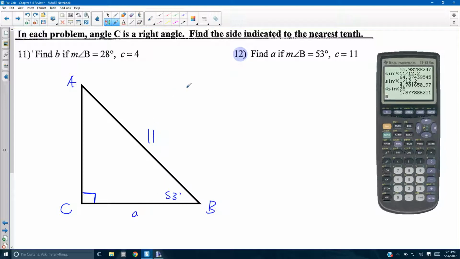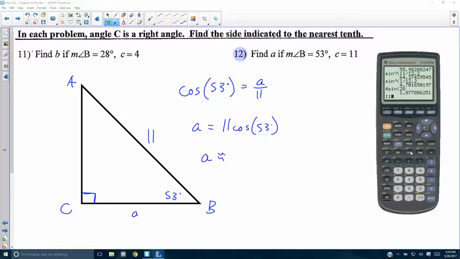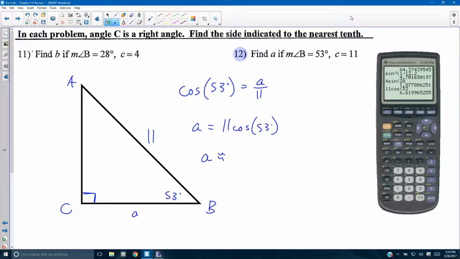Adjacent over hypotenuse. So the cosine of 53 degrees is A over 11. So A equals 11 times the cosine of 53 degrees, which is about, we will find out, 11 times cosine of 53. About 6.6 units there, rounded to the nearest tenth. Sounds good. I like it.